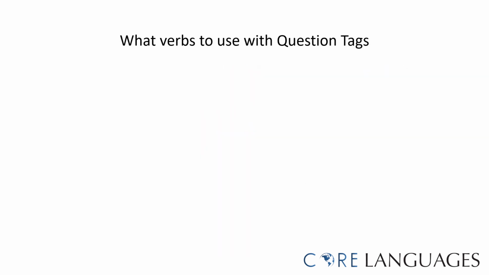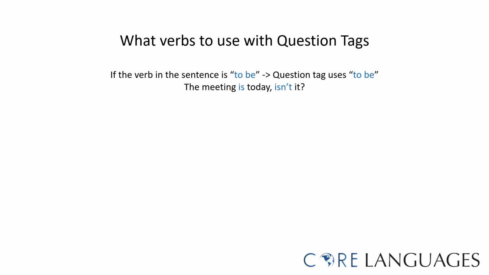It is important to remember what verbs to use when forming question tags. If the verb in the sentence is to be, the question tag will also use to be. Remember that when you are making a positive statement, the question tag will use a negated form of to be. For example, the meeting is today, isn't it? I could also reverse the statement and say, the meeting isn't today, is it?